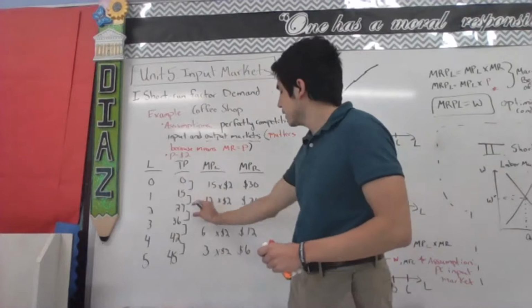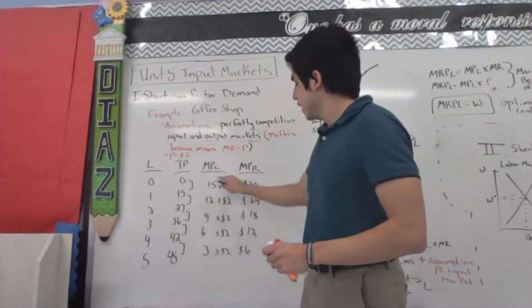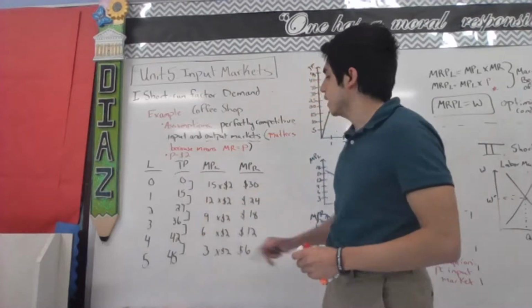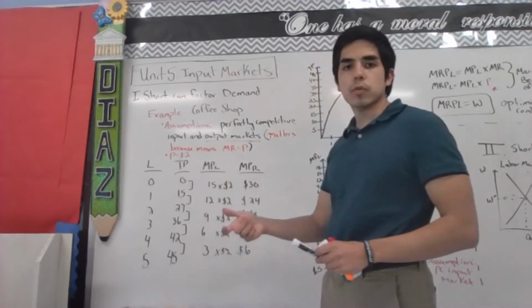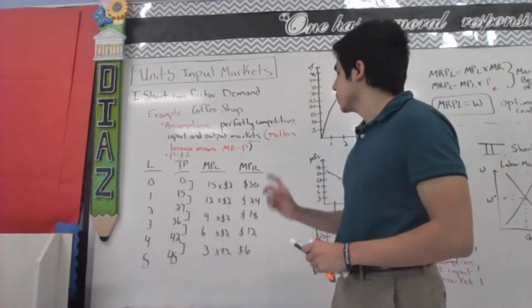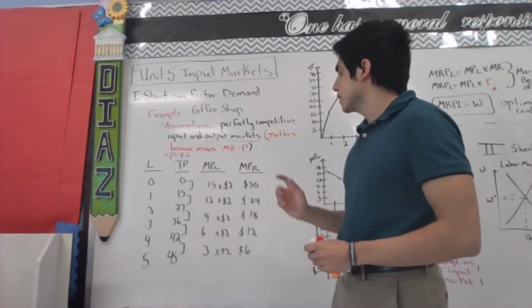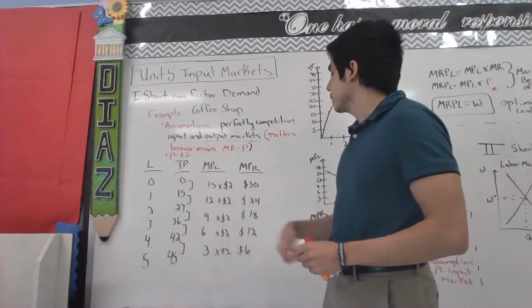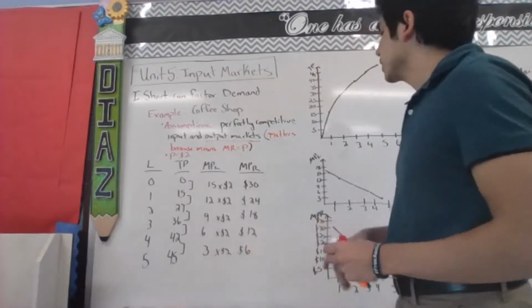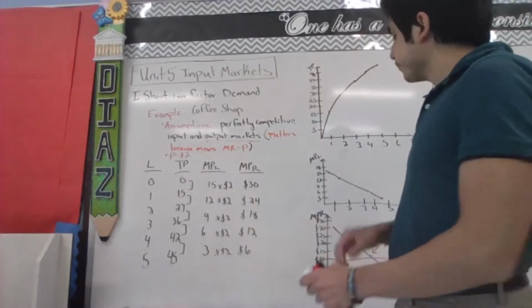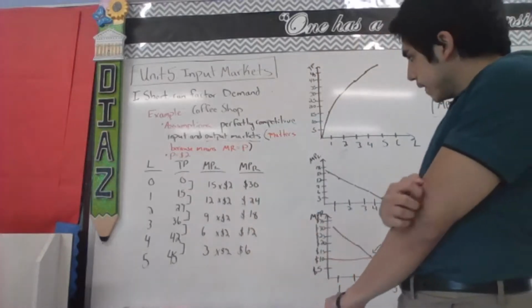All right, so we calculate the distance between these points, and we end up with 15, 12, 9, 6, and 3. We can see diminishing marginal product of labor setting in, which, since diminishing marginal returns is a short-run phenomenon, is why we expect increasing marginal costs in the short run.